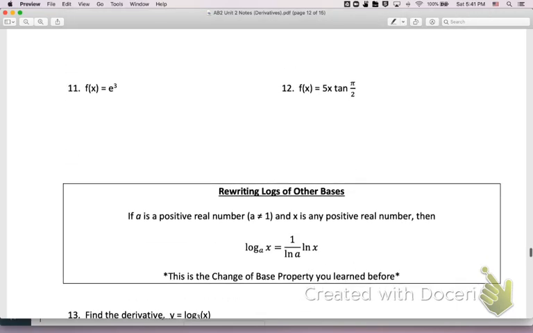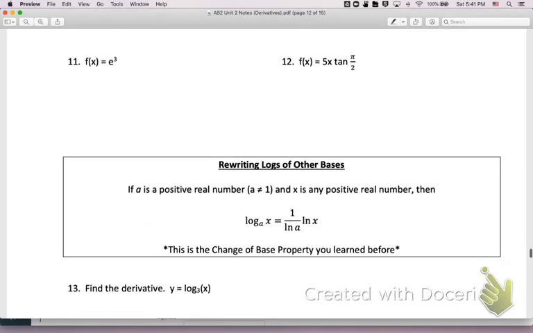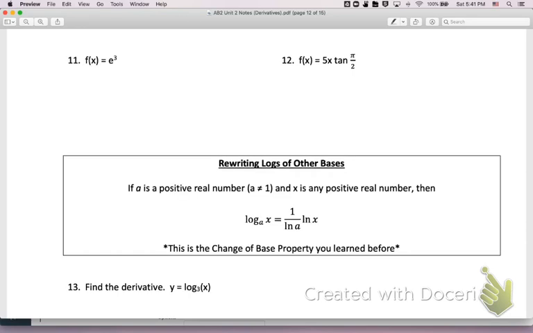Okay. Number 11 and number 12 are important for a couple of reasons. For number 11, take a second and think to yourself, what do you think the derivative of this would be? And if you're thinking that the derivative is e to the third, you are incorrect.